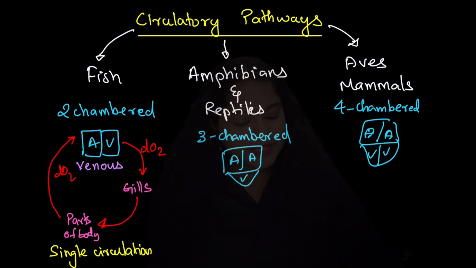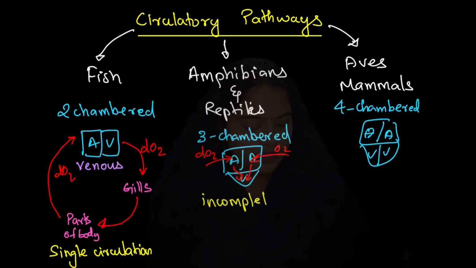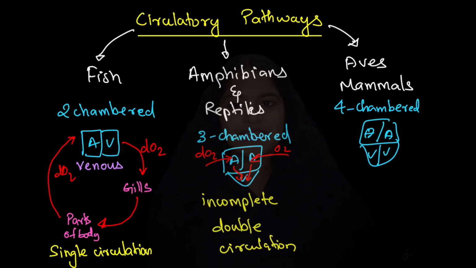Whereas in reptiles and amphibians, what will happen? The atria receive blood separately. That is, the right atrium receives deoxygenated blood and the left atrium receives oxygenated blood. But these two bloods get mixed in the ventricle. This type of circulation is called incomplete double circulation. Aves and mammals have complete double circulation.